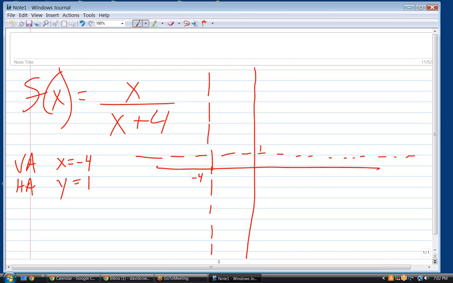Let's see, they want all the intercepts. What is the y-intercept? Well, what is true about x when we're on the y-intercept? X equals 0. So plug in x equals 0, what do we get? 0 over 4, which is 0. So the y-intercept is 0, so it goes through that point right there.